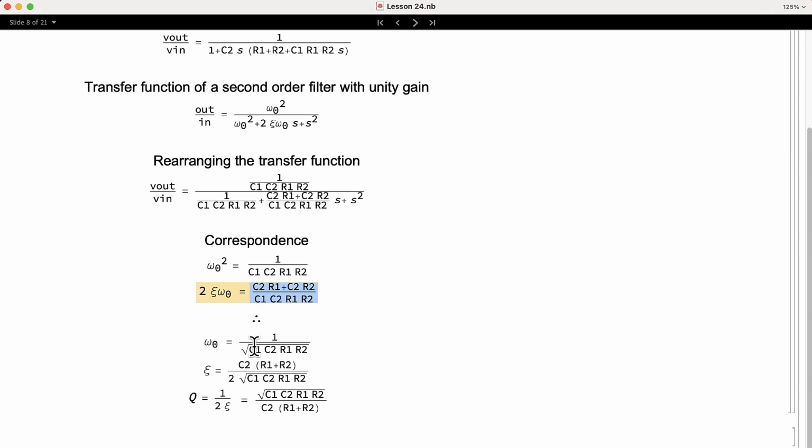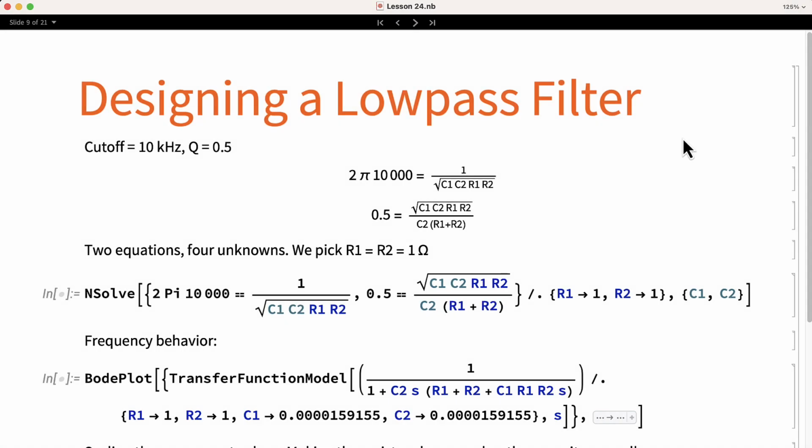Let's make a numeric example. Let's design a low-pass filter using the Sallen key topology that has a cutoff frequency of 10 kHz and a quality of 0.5, so it will not oscillate.